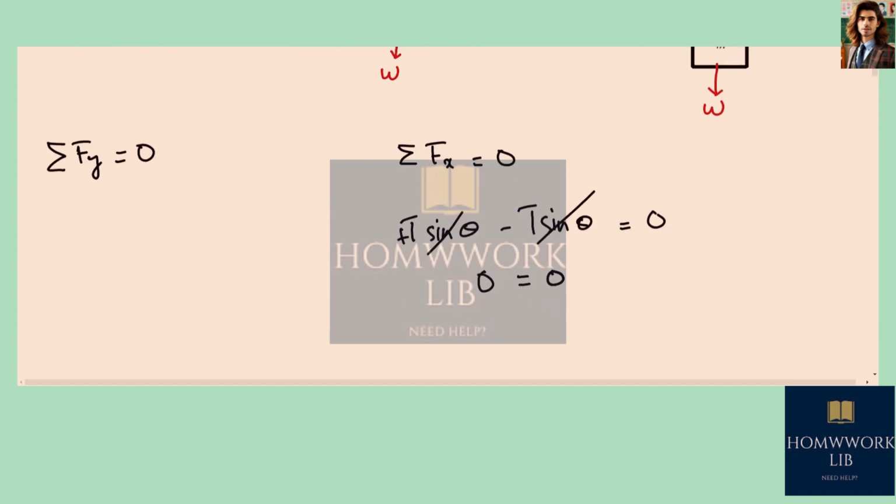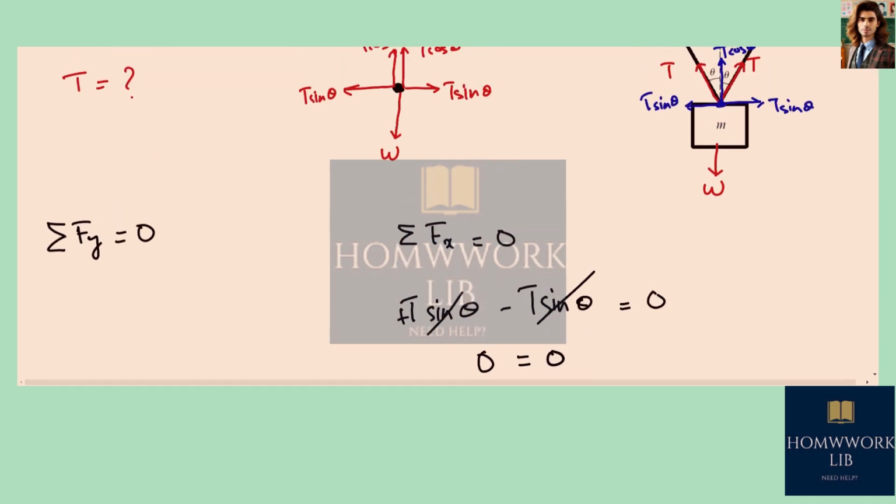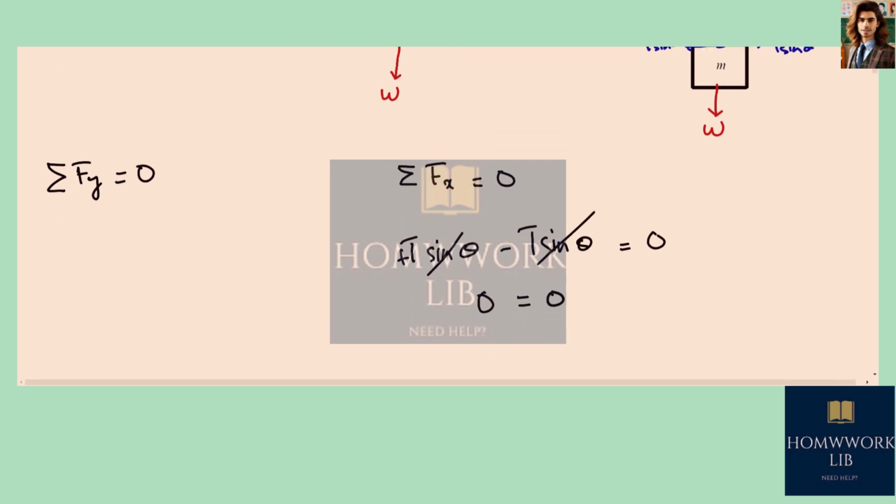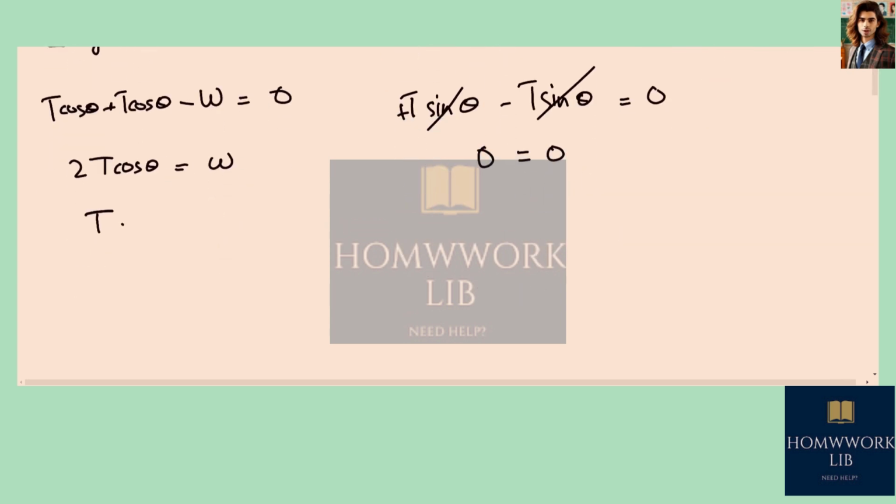Now for the other equation, sum of vertical forces. So there are two forces acting upwards, T cos theta plus T cos theta, and the weight is acting downwards, minus W. This is going to be equal to 0. So 2T cos theta is going to be equal to the weight. Now we need to find out the value of T. So T is going to be weight divided by 2 cos theta.